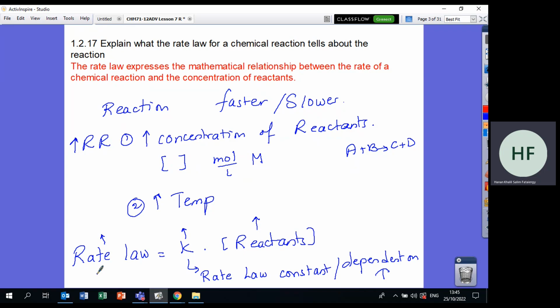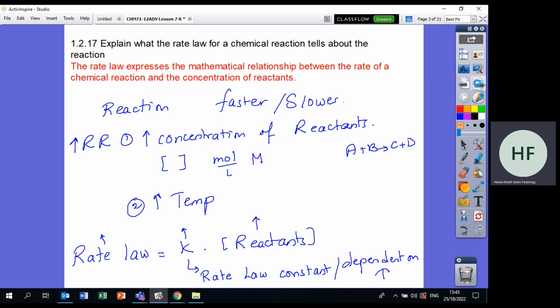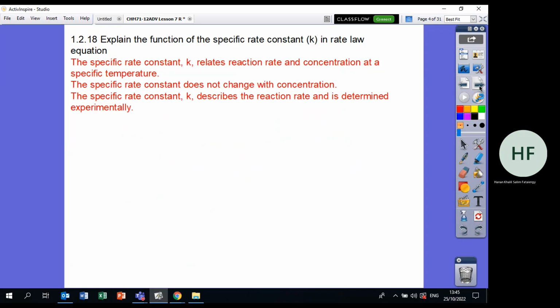Note that this rate law does not include the time, like what we spoke about in chapter 6. In chapter 6 we spoke about the reaction rate with the time. This one has no time. This one has K and reactants. K is dependent on temperature, which is the rate law constant, and the reactants are the things that we start with in a reaction.